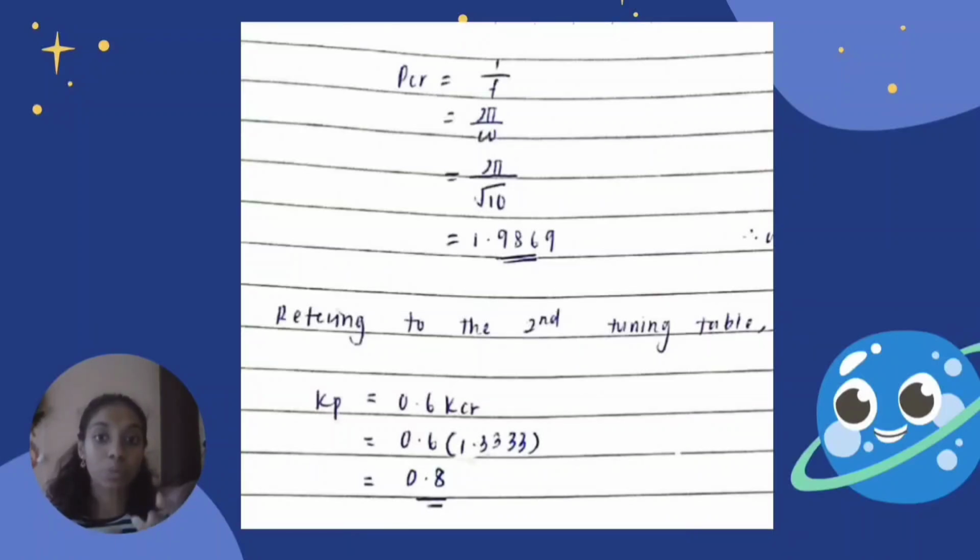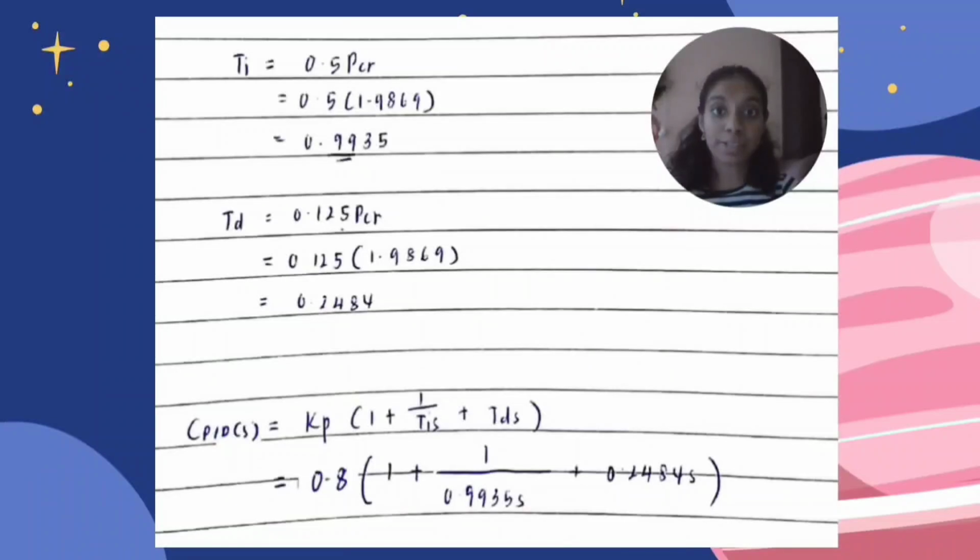1.9869. So now referring to our second tuning table, we know that Kp is equal to 0.6 Kcr. So substituting the value in, we'll get Kp equal to 0.8. So we also know that Ti is equal to 0.5 Pcr, substituting the value in, we'll get 0.9935, and Td is equal to 0.125 Pcr, substituting the value of Pcr in, we'll get 0.244, and now we can put it into the equation.